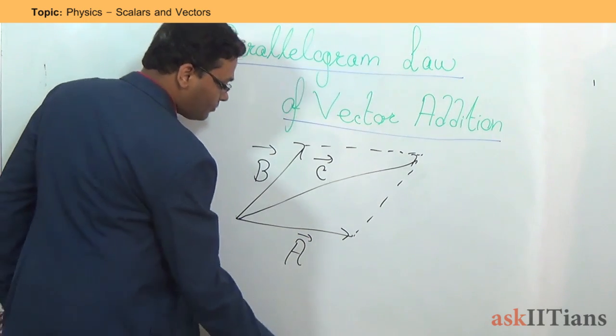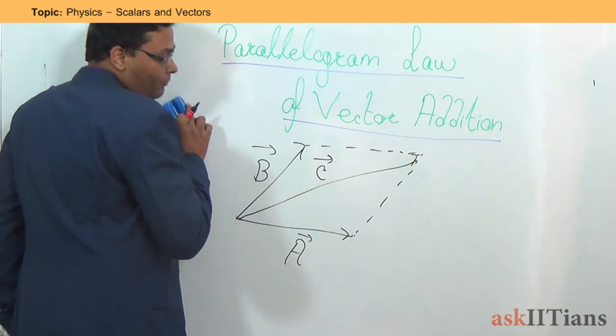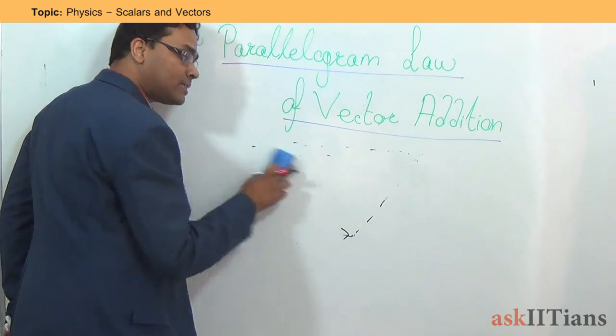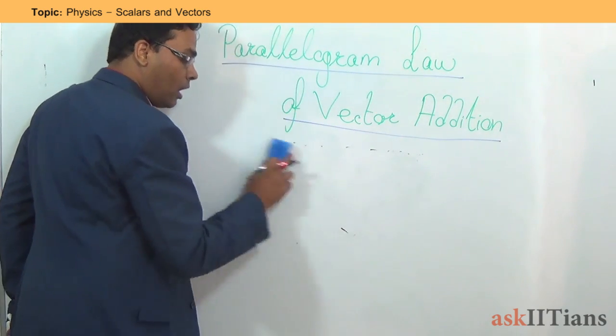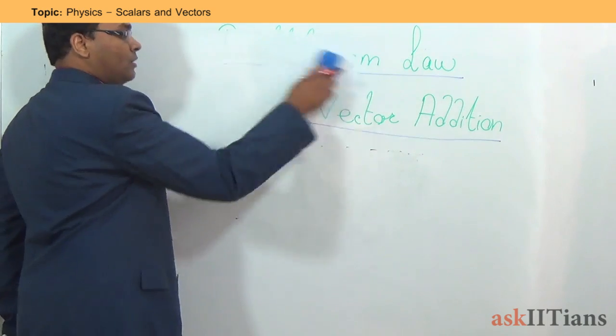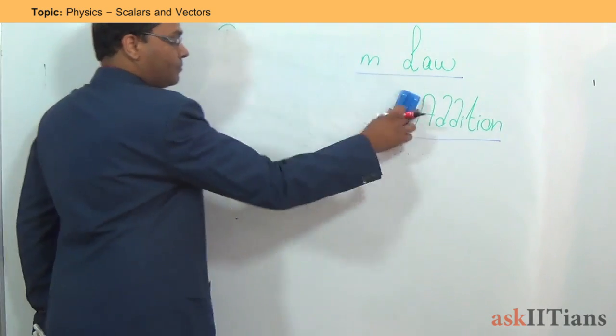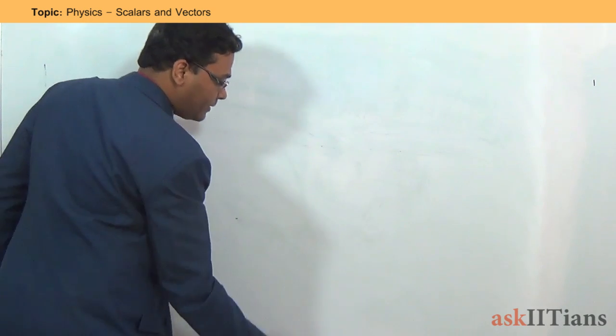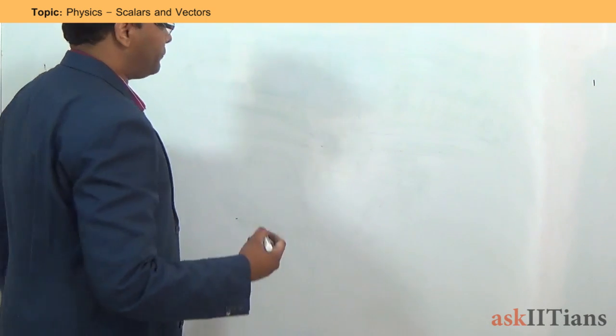Okay. Now you may be wondering, we have discussed the addition of vectors. What about the subtraction of the two vectors? How do we do that? Let me explain to you the subtraction of two vectors.